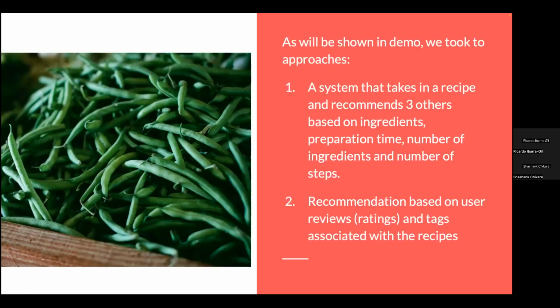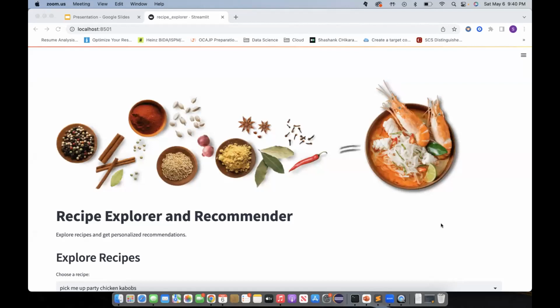We used a two-tiered approach for our project. Our first approach was to use a content-based filtering model, which takes a recipe as input and then recommends three others based on ingredients, preparation time, number of ingredients, and number of steps. And while it delivered some promising results, we moved forward to a deep learning model, which takes into account ratings and tags associated with recipes. So we can produce not only a recipe-based recommendation, but also user-based recommendations. And we would like to begin briefly with a demo of our application.